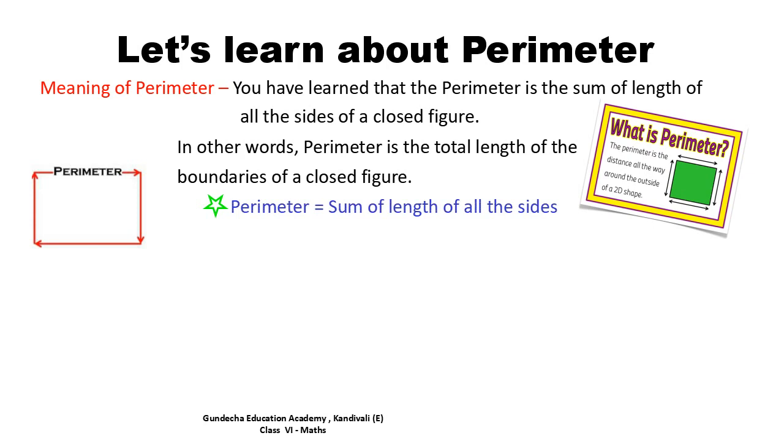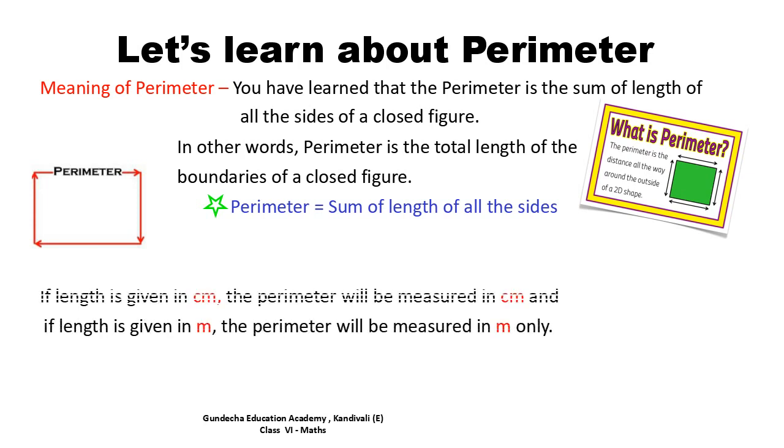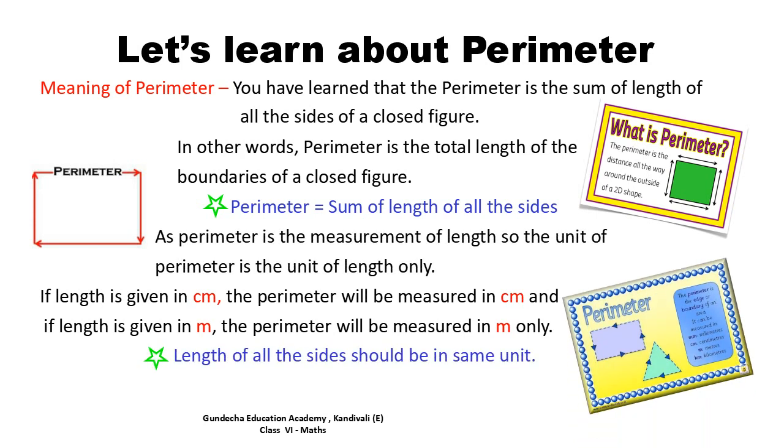Now what about the unit of perimeter? Now we know that perimeter is a measurement of the length only. So the unit of perimeter will be the unit of length. If the length of some shape or some figure is given in centimeters or meters or inches or feet, the perimeter will also be measured in the same unit. One important point to remember is that the lengths of all the sides should be in the same unit.